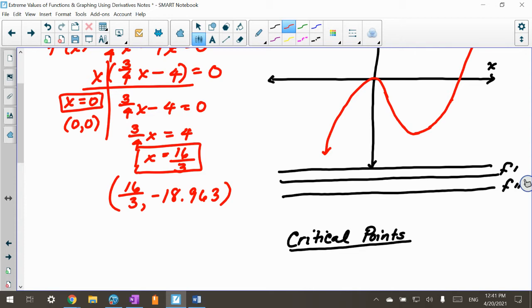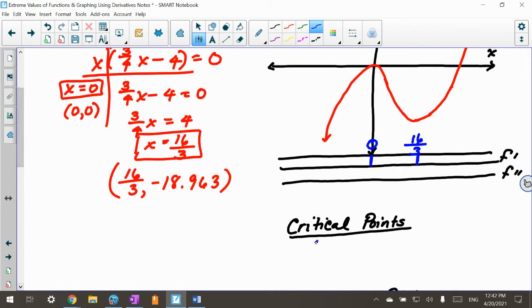So let's kind of set this up here. I'm going to use a different color. Let's use blue. So here I have 0, and then I have 16/3, which is a little over 5, if you will. So here's our 16/3. There are critical points, so I'm just going to put them here. So (0, 0) is a critical point, and (16/3, negative 18.963) are my critical points. Now I've got to check my local mins and local maxes.